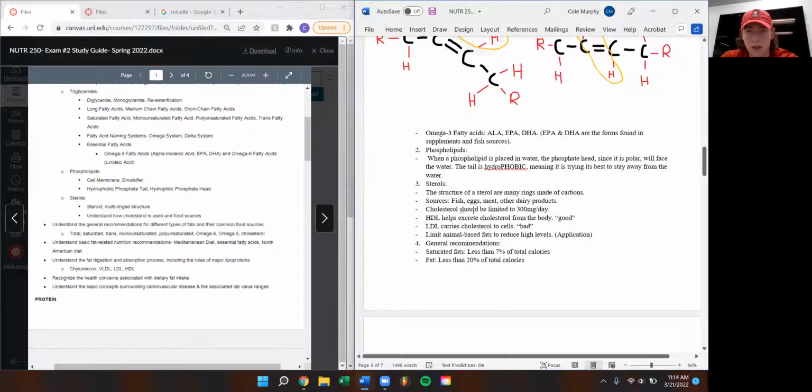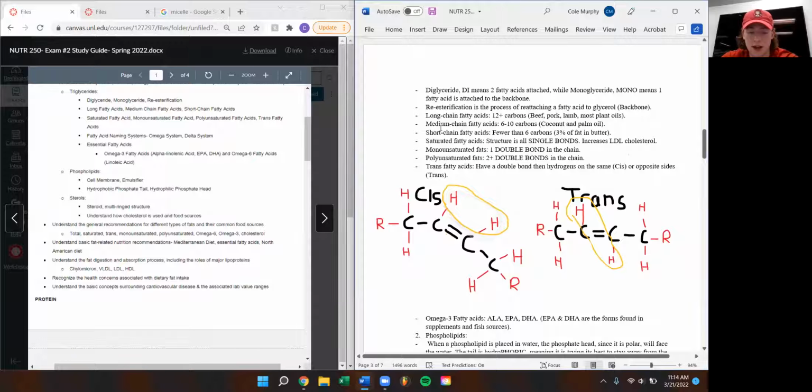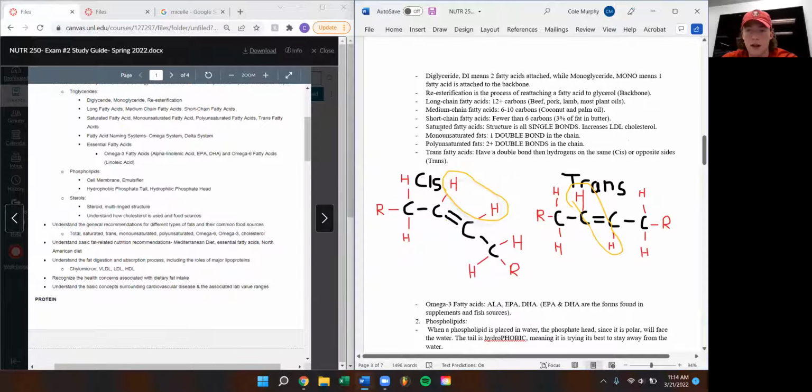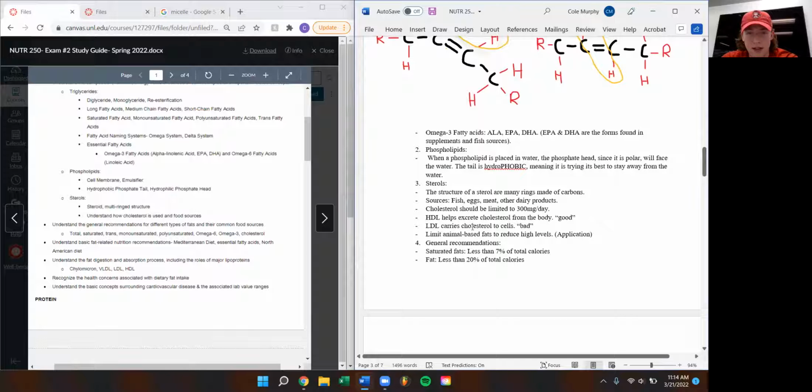And then talking about cholesterol, again, LDL, eating more saturated fatty acids is going to increase your LDL. And what LDL does is it carries cholesterol to the cell. And that's commonly seen as like the bad cholesterol, and then the HDL helps kind of clear cholesterol from your system, excrete cholesterol from the body, and is known as like the good cholesterol. And then knowing the recommendation of amount and consumption of cholesterol. So saying that cholesterol should be limited to 300 milligrams a day.